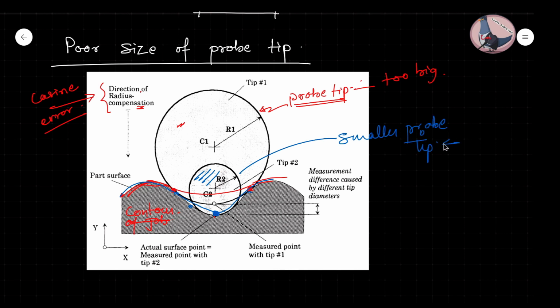So from here, accuracy is good. But you can very well understand that there will be so many points that this small probe has to touch to get the entire form of the object. Whereas if the probe tip is big, then fewer points will be touched and you can get the form of the object. But then you are compromising on the accuracy.